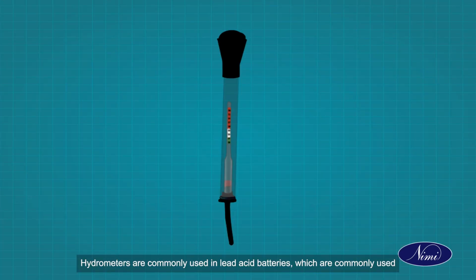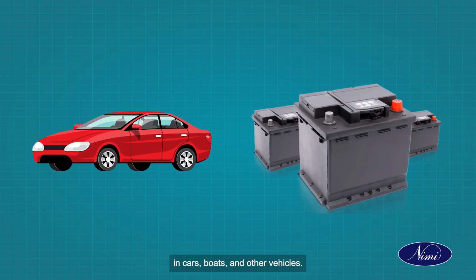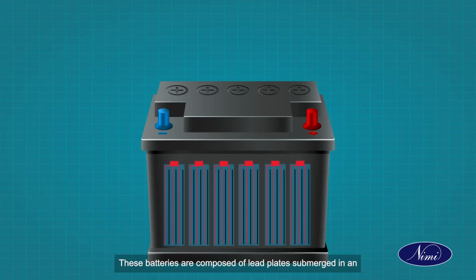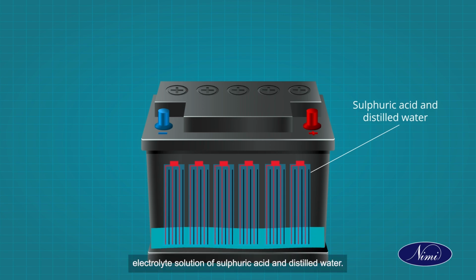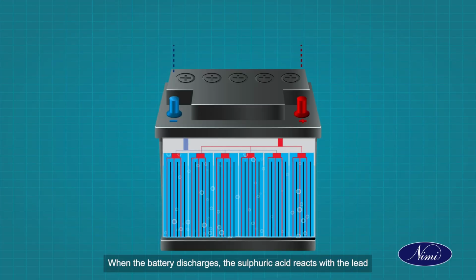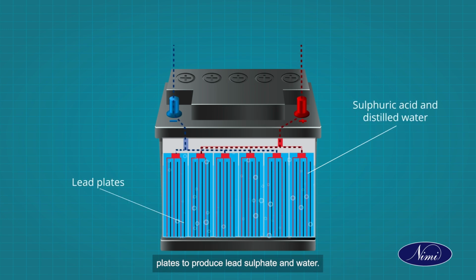Hydrometers are commonly used in lead acid batteries, which are commonly used in cars, boats, and other vehicles. These batteries are composed of lead plates submerged in an electrolyte solution of sulfuric acid and distilled water. When the battery discharges, the sulfuric acid reacts with the lead plates to produce lead sulfate and water. This reduces the specific gravity of the electrolyte solution.